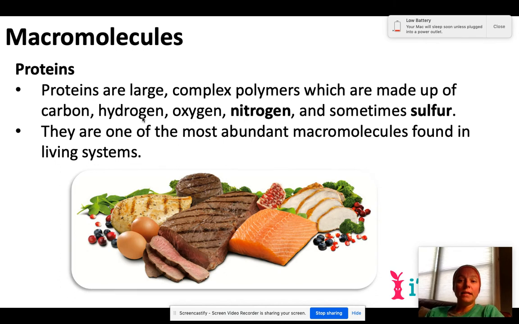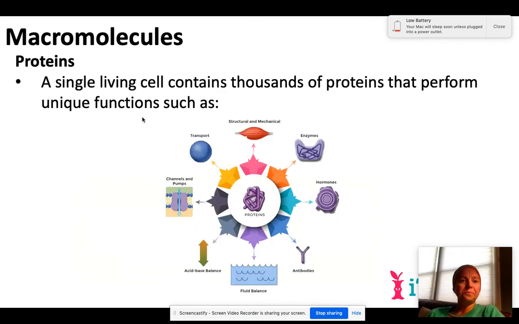So our proteins, again, are made up of carbon, hydrogen, and oxygen, but this time we also have nitrogen and sulfur. And so these are, again, what we think of as a structural component. For a long time, scientists thought proteins were actually the genetic code because they're so complex and so diverse. But we found out later that it actually is not. It's our fourth macromolecule.